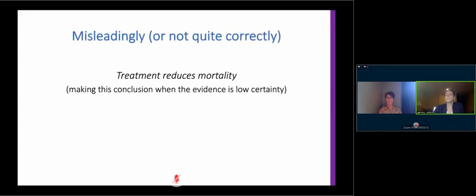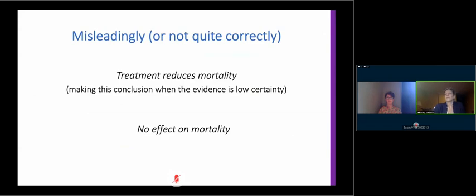We also see that there are some misleading statements, or statements that are not quite correct, being communicated in abstracts and conclusions. This isn't necessarily pulled from a specific abstract, but we do say that this happens. In the conclusions or the abstract, they'll say, oh, well, this treatment reduces mortality. Sounds like a very strong statement, but in actuality, when you look at the review, you'll see that the evidence supporting this statement or effect was actually based on low certainty. So should we really be communicating that this treatment does indeed reduce mortality?